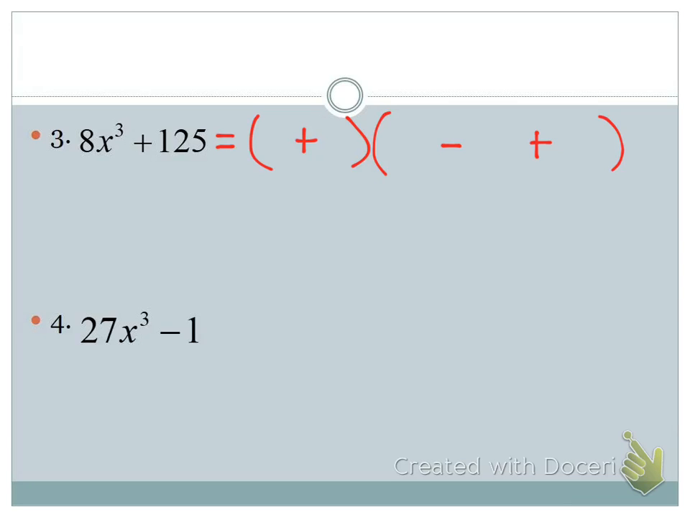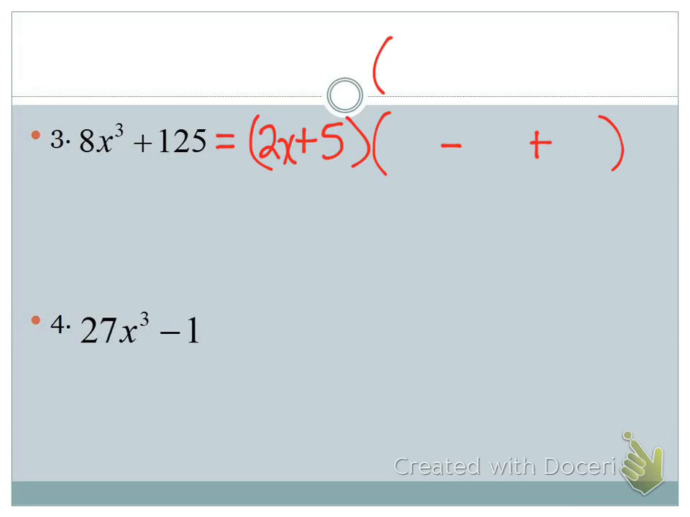In order to figure out what goes in our first set of parentheses, we are still going to cube root the terms. So when we cube root 8x cubed, we cube root the 8 and the x cubed at the same time. So the cube root of 8 would be 2. The cube root of x cubed is x. So all together, that gives me a 2x. For the back part of that first set of parentheses, we have to cube root 125. That would be 5.